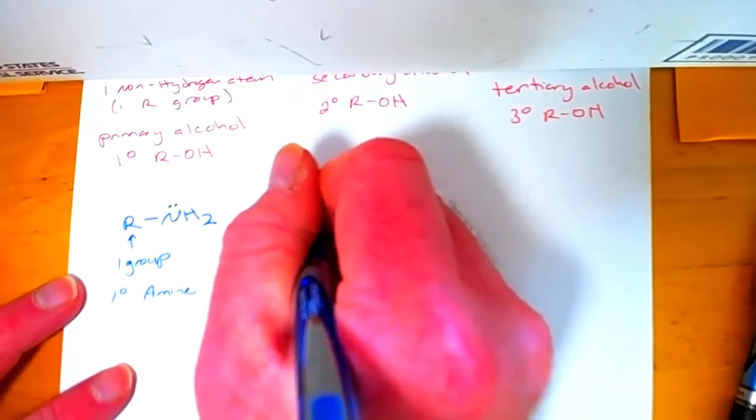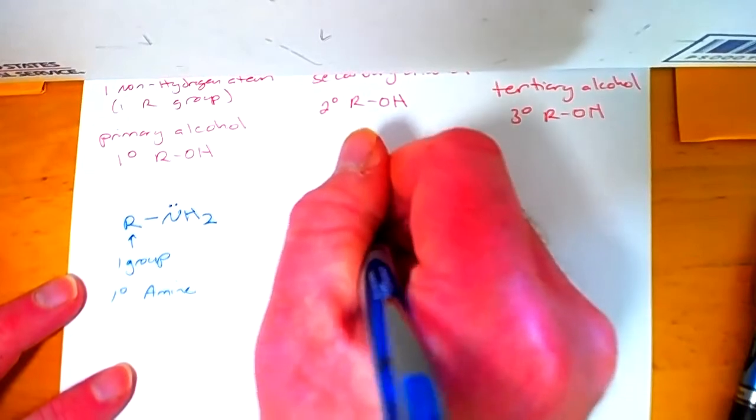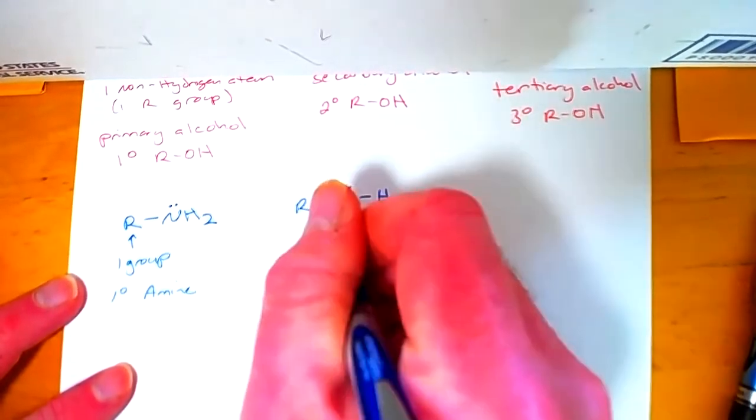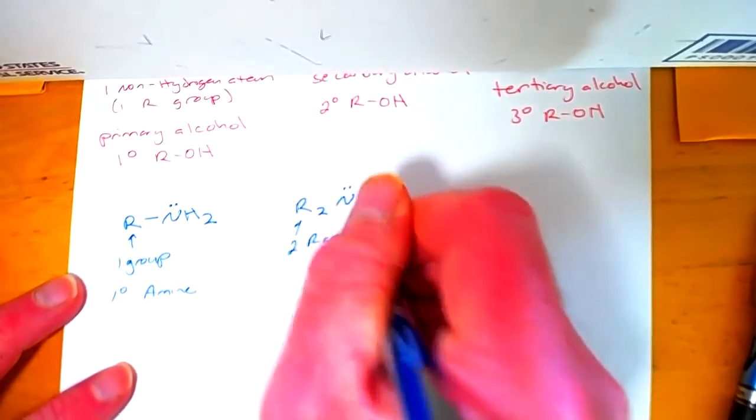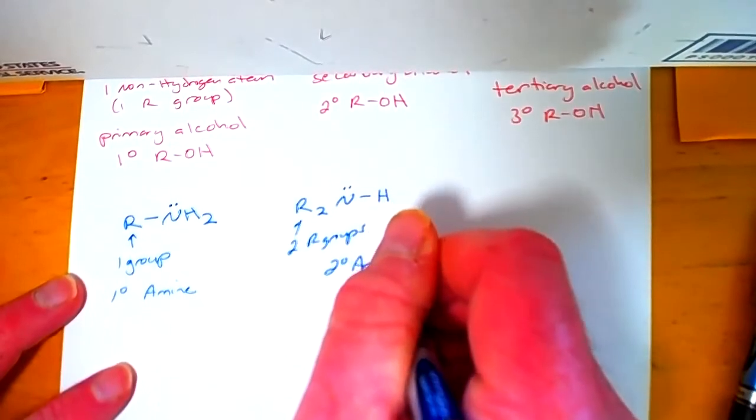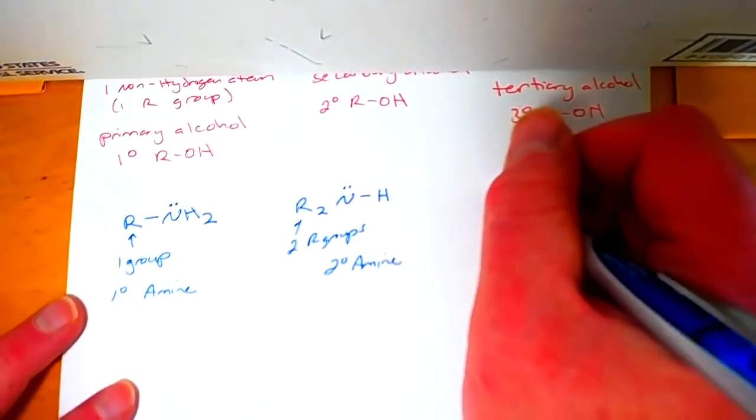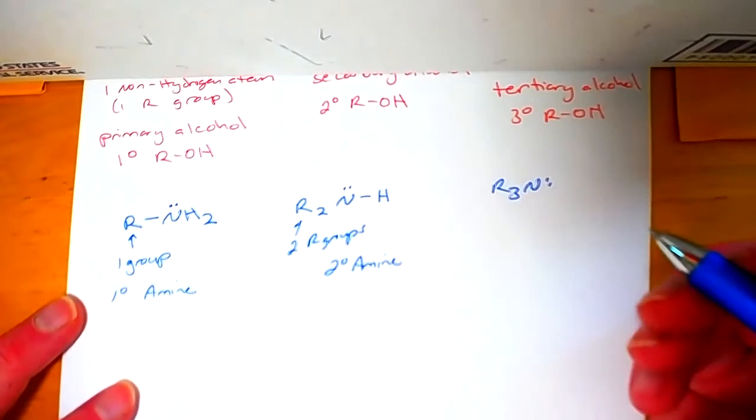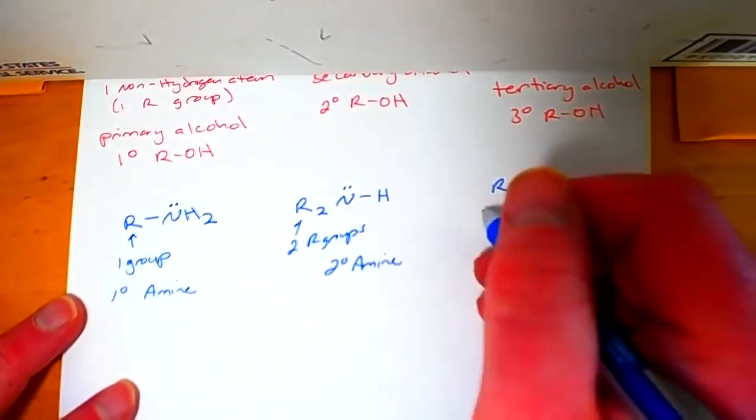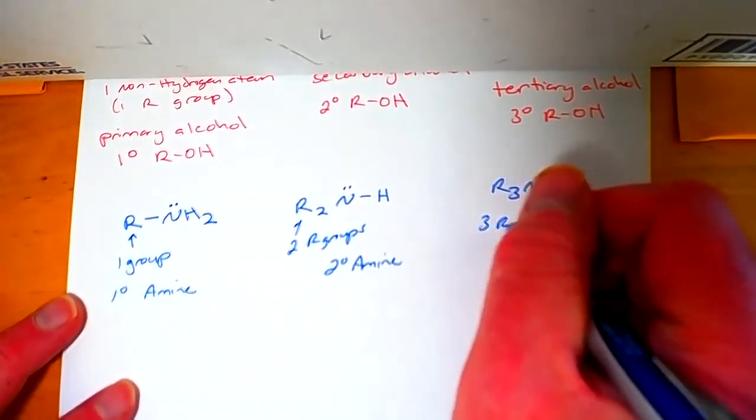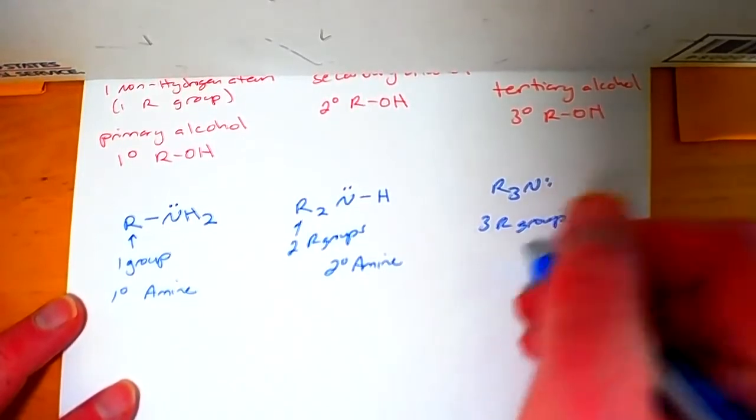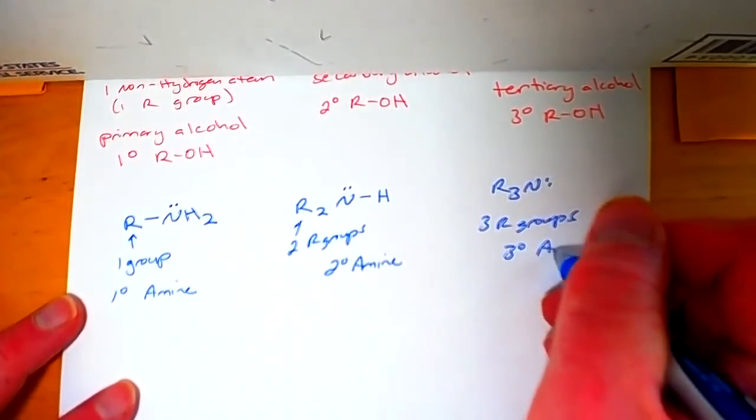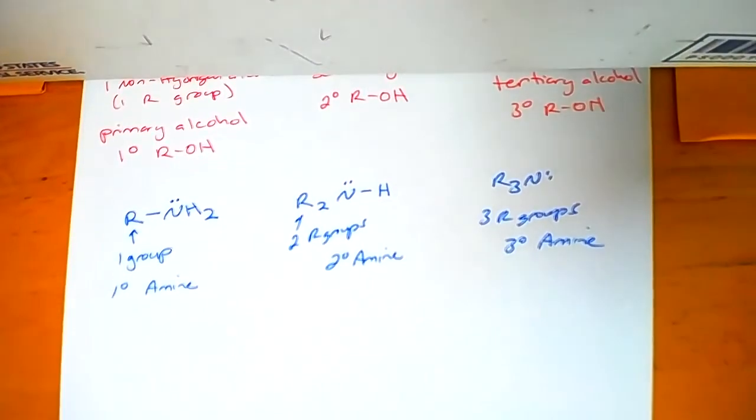And if there were 2 R groups attached to the nitrogen, this would be referred to as a secondary amine. And if there were 3 R groups attached to the nitrogen, again, here the R's are not equal to hydrogen, this would be referred to as a tertiary amine. Okay.